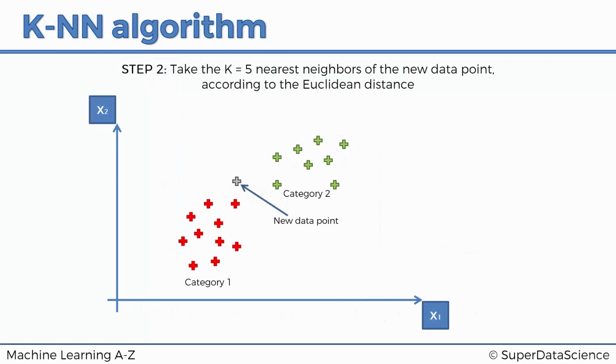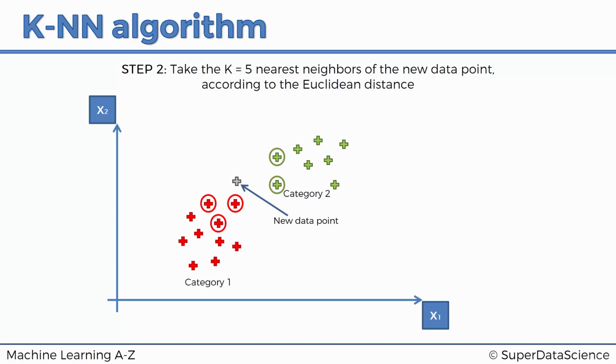So here's our new data point. How are we going to identify which are the closest 5 neighbors? We just look at them and we see the distances here. So we can see that's the closest one. That's probably the second closest one, third closest, fourth closest, fifth closest. So let's outline those. There we go.